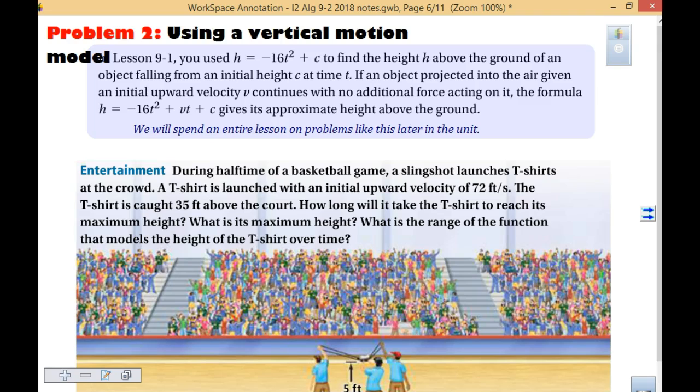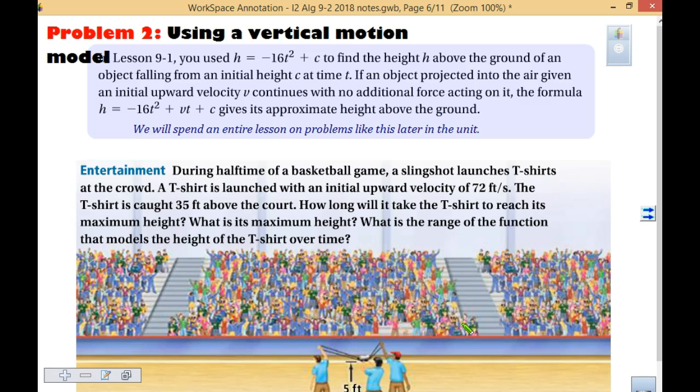So we want to look at a story situation with this also. Let's take a look at this next one. It says, in lesson 9.1, we used h equals -16t squared plus c, where h was the height from the ground of an object. Its initial height, c, is where it started off. An object is projected into the air given the initial upward velocity of v. It continues with no additional force acting on it, so like the wind isn't blowing. This is the formula we are going to use to approximate its height from the ground. So if you're throwing a football, a baseball, or they're shooting t-shirts into the air at a game, they all have the same thing.